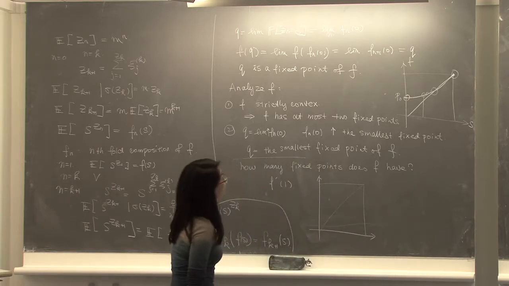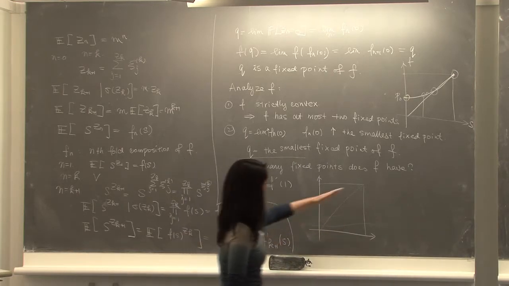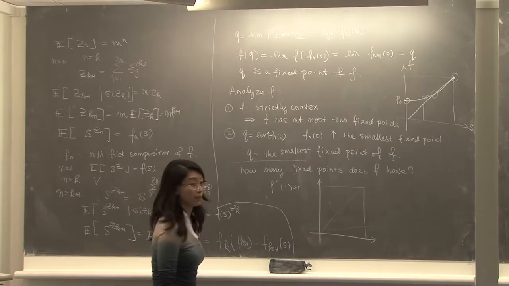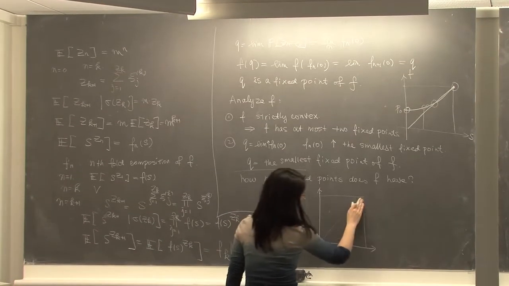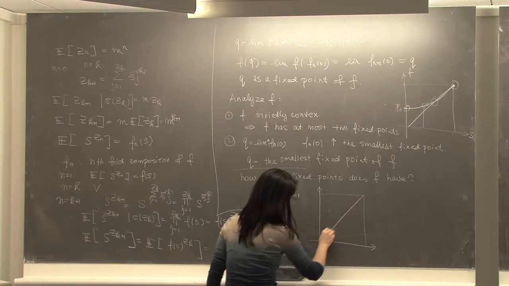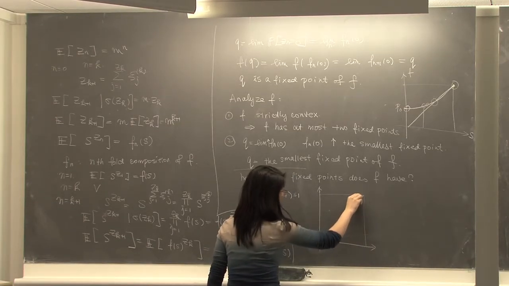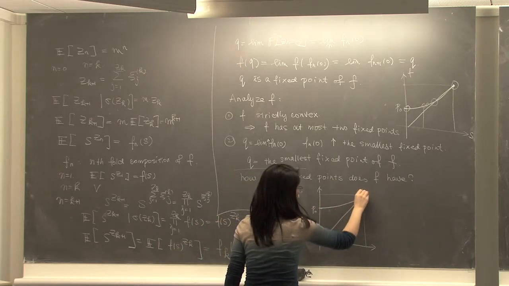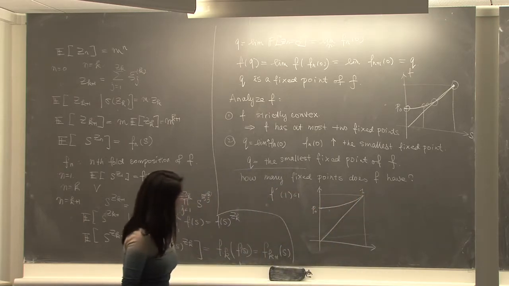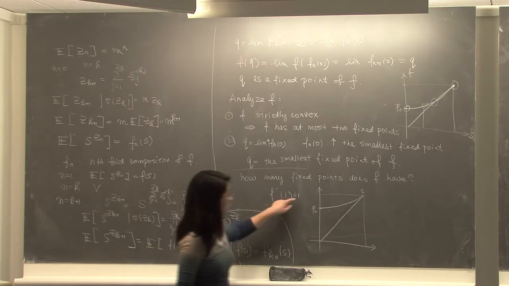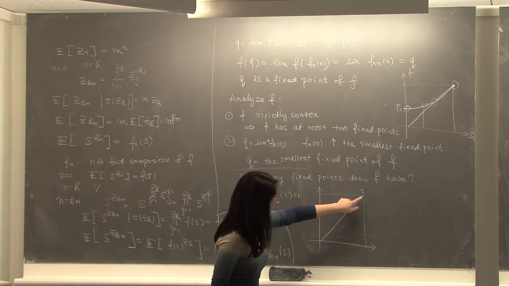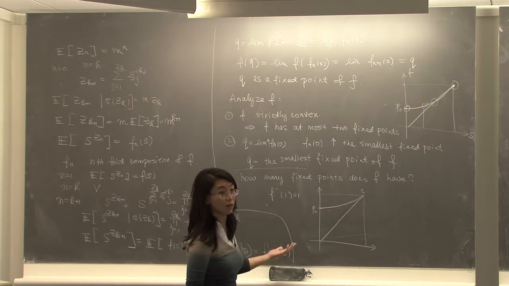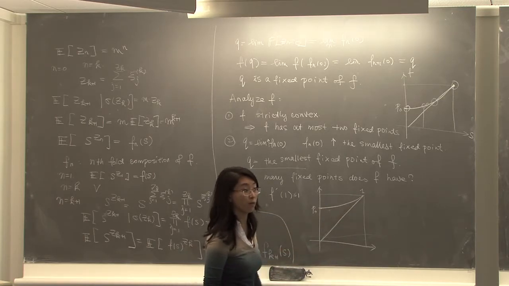So now we want to look at the derivative of this function at 1. Suppose that this derivative is small, less than 1. Then our curve will look like this. And here is p0, here is 1. So if the derivative at 1 is less than 1, then the graph of this function will look like this, and there's no other fixed point except 1.